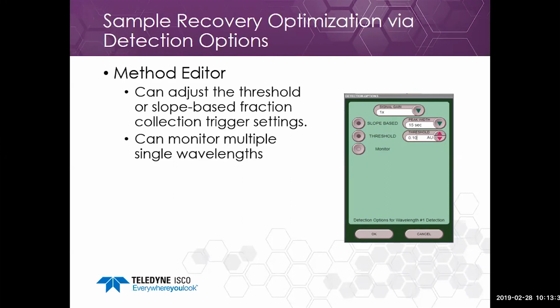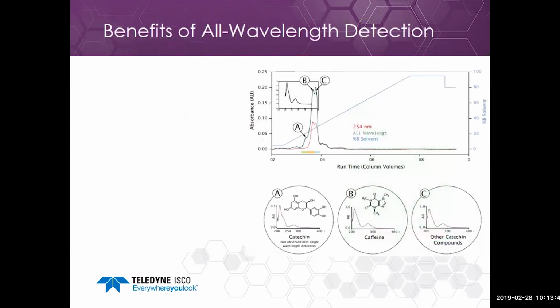So you can set wavelength 1, wavelength 2, and monitor 2 different wavelengths if you're looking at multiple compounds. Another feature on all of the systems that's offered is our all-wavelength detection feature. And so this is an example of 3 compounds that have similar properties, so they have similar spectral properties also.